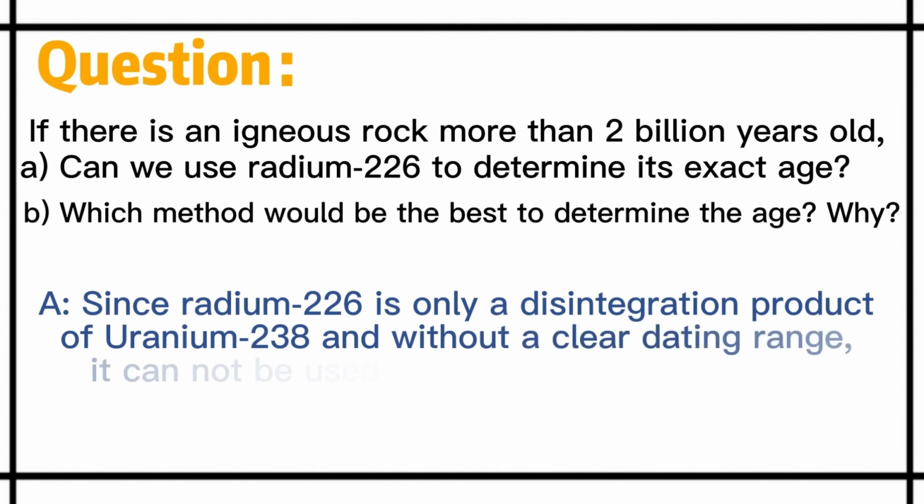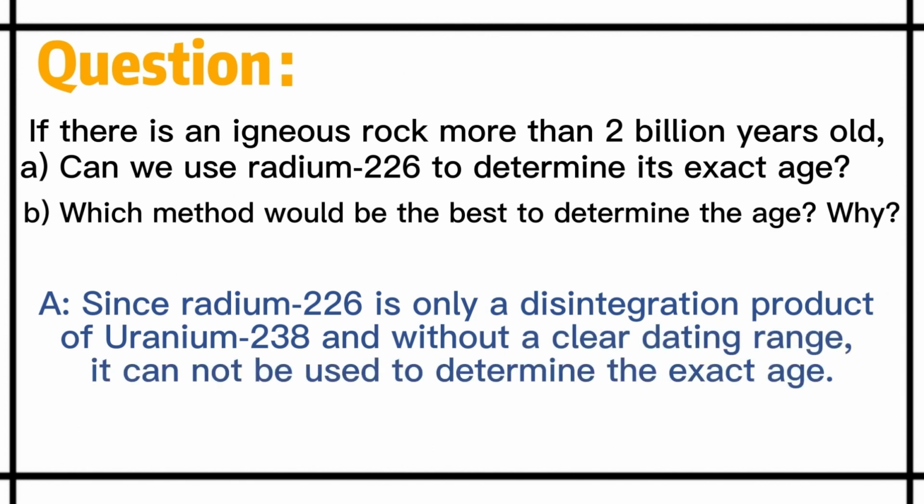Answer A. Since radium-226 is only a disintegration product of uranium-238 and without a clear dating range, it cannot be used to determine the exact age of a 2 billion years old igneous rock.